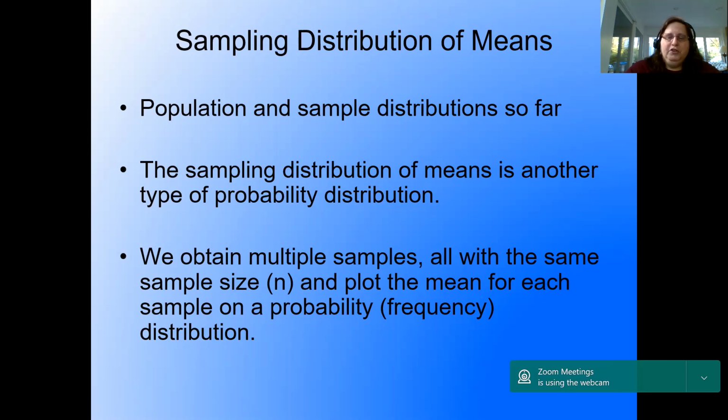So for the sampling distribution of means, here's what we do. We obtain multiple samples, many samples, all with the same sample size. And all we care about from these samples is their mean. So we plot each of the means for each of these samples on a probability or frequency distribution.